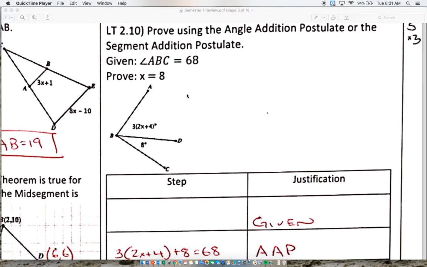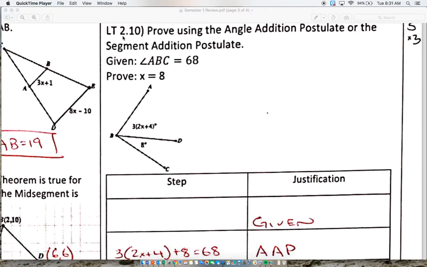Geometry students, here are the proofs for your final. They obviously won't be exactly like these, but you can count on a proof from each of these learning targets, so they should be similar. Here you're using either the angle addition postulate or the segment addition postulate to prove something.